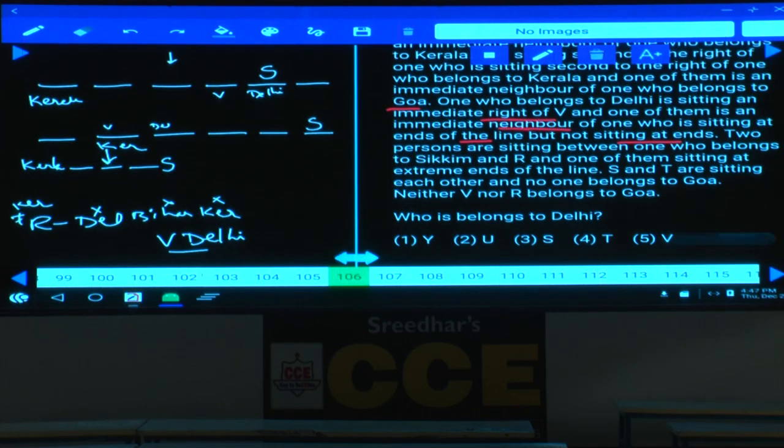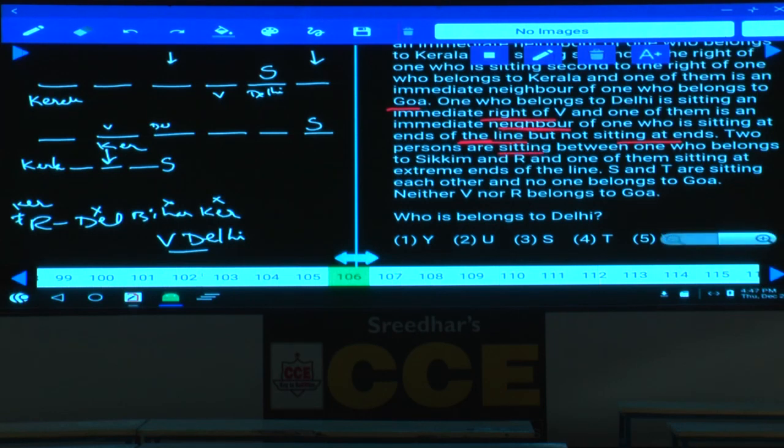And the one who belongs to Delhi is seated to the immediate right of V, and one of them is an immediate neighbor of the one who is seated at the extreme ends of the line. This person is seated at an extreme end of the line, and the person Delhi is an immediate neighbor. Or else in this case, V is an immediate neighbor.